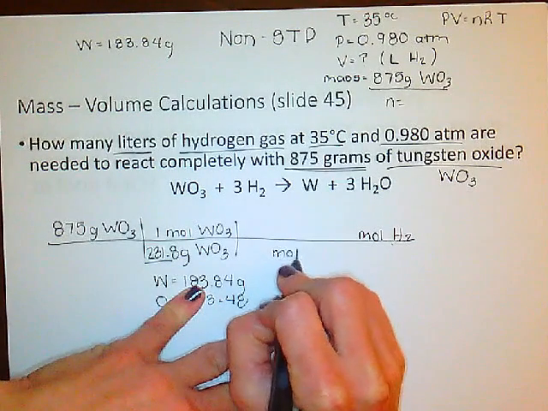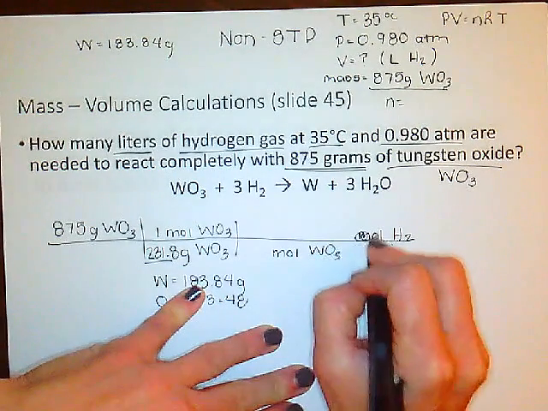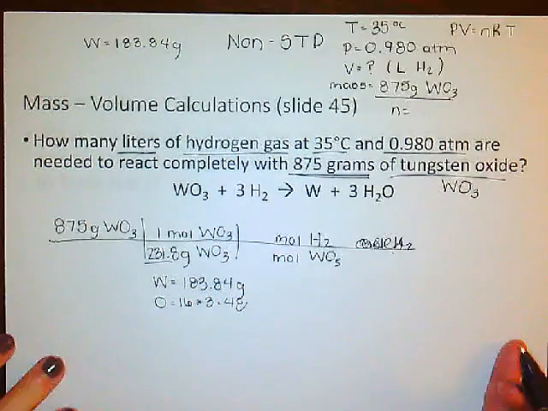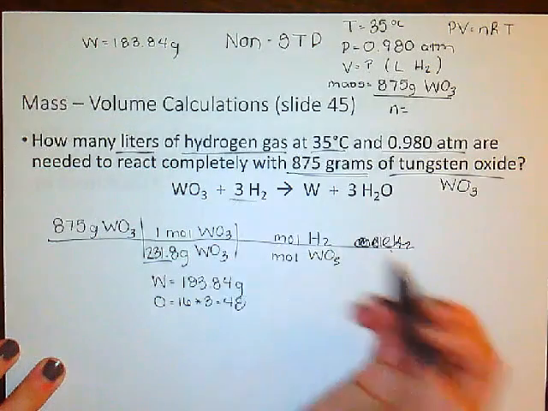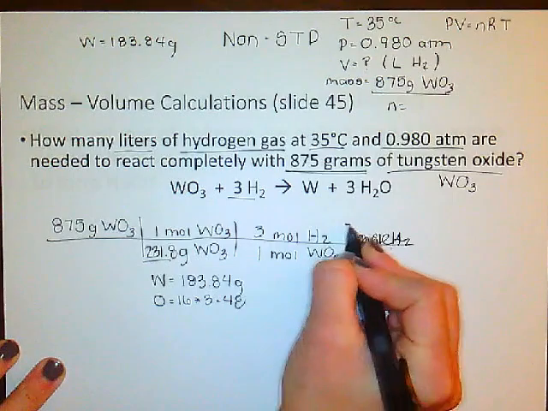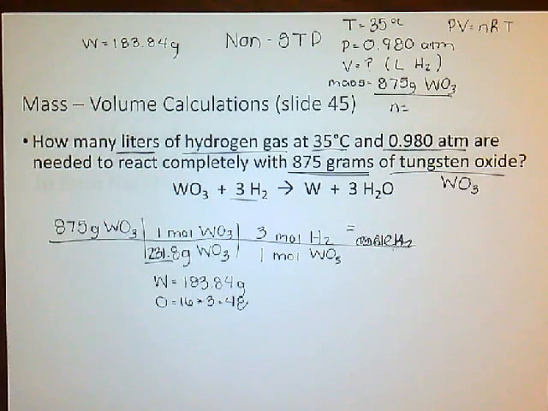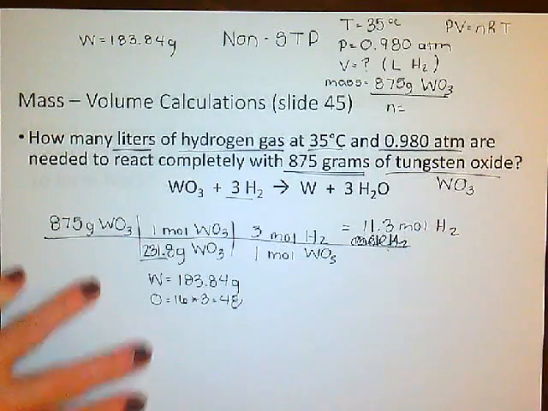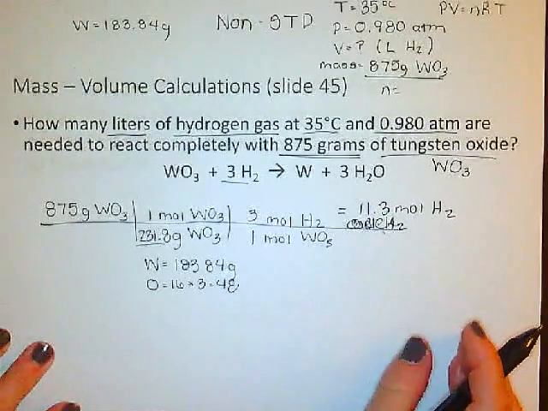Now we're going to drop down moles of tungsten oxide, and I'm going to erase that. Here's where we're going to end up having that mole to mole ratio, where now all we need to do is see that 3 in front of the hydrogen, and in front of the tungsten oxide I don't see anything, so I make the assumption that it's a 1, and we are going to multiply straight across. And get 11.3 moles of hydrogen. Okay, so that's step 1.